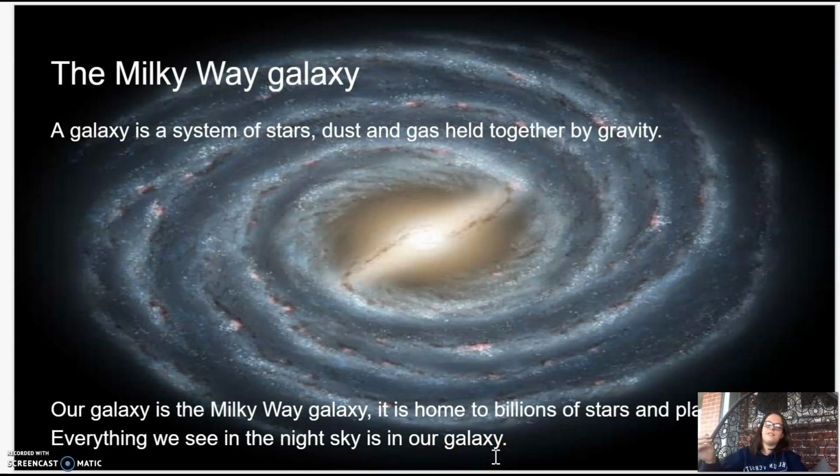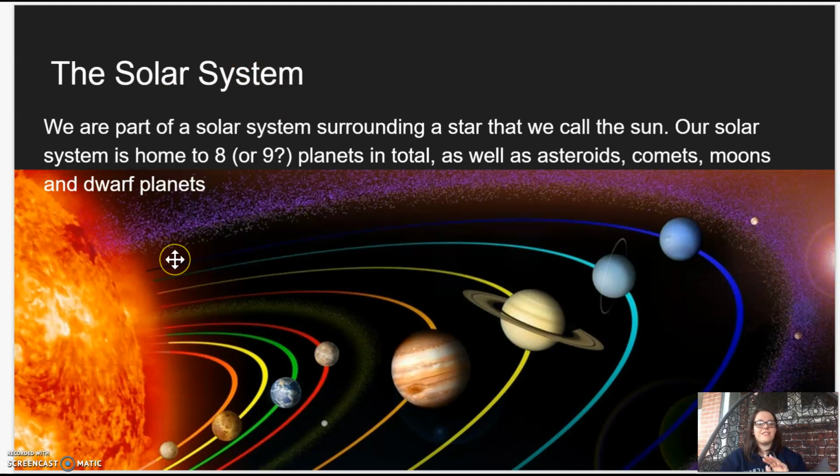So you can't look out into the sky and see anything that's not in our galaxy. You can't see stars that are not in our galaxy. You can only see items within our system. The closest galaxy to us is the Andromeda Galaxy, as I mentioned in the last video or slideshow that you had. The solar system.